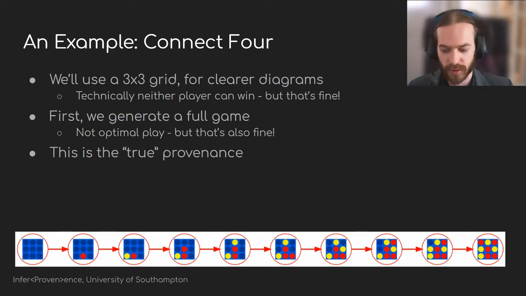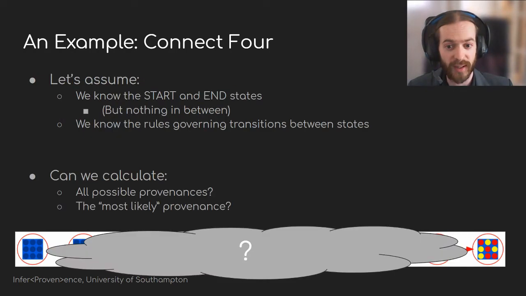So if you take a look at the diagram below, this is what we will say is the true provenance. But again, what if we don't actually have the resources to fully observe that game? It becomes something like this. We can say with certainty that we know what the start state is, either because we've been able to allocate resources to that, or just because we know the state that a Connect 4 board always starts in.